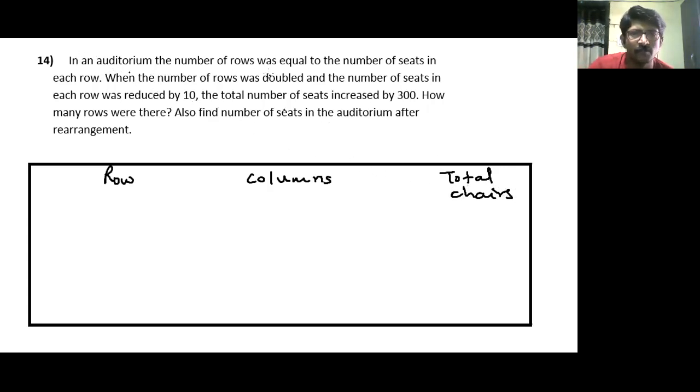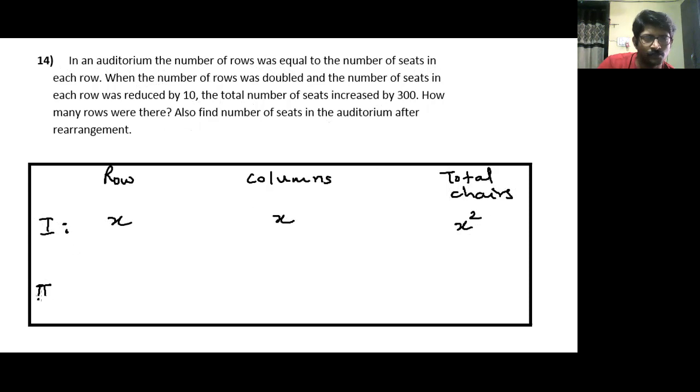In an auditorium, suppose there are x rows. This is case one. If the number of rows is equal to the number of seats, the columns are nothing but the number of seats in each row. So obviously they are the same. So the total chairs, or total seats, will become x square. I hope you are understanding this case one.